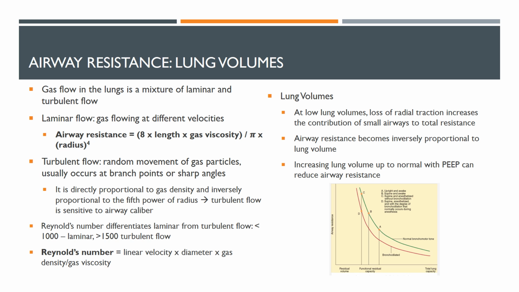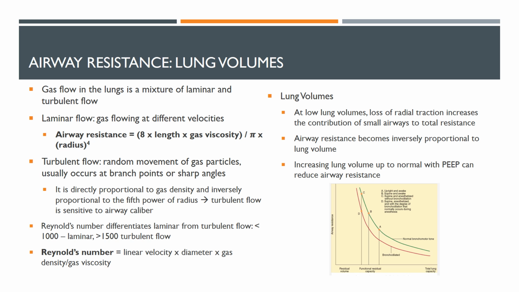Turbulent flow is going to be when air is not flowing in parallel layers and it moves in a more random movement of gas particles. This usually occurs at branch points or sharp angles. It's directly proportional to gas density and inversely proportional to the fifth power of radius. So turbulent flow is sensitive to airway caliber.